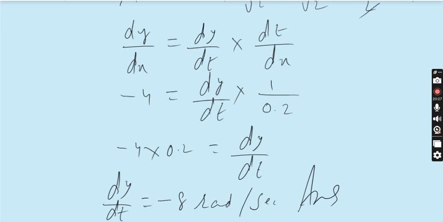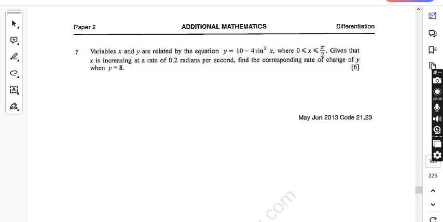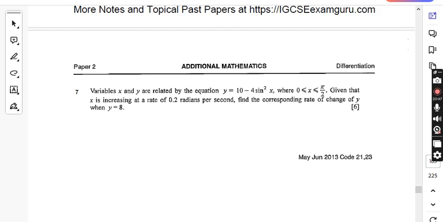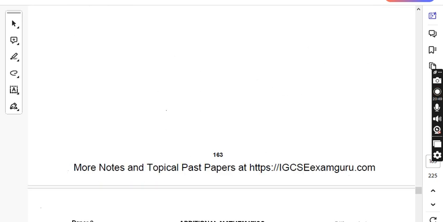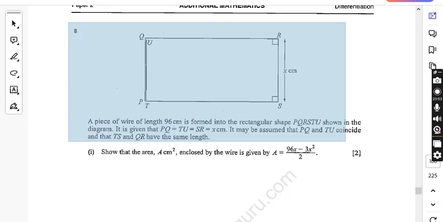So hope you understand and enjoyed the whole question. Move to next. This question which we did came in May June 2012, paper 2-1 and 2-3. Nowadays we are doing paper 2 questions.